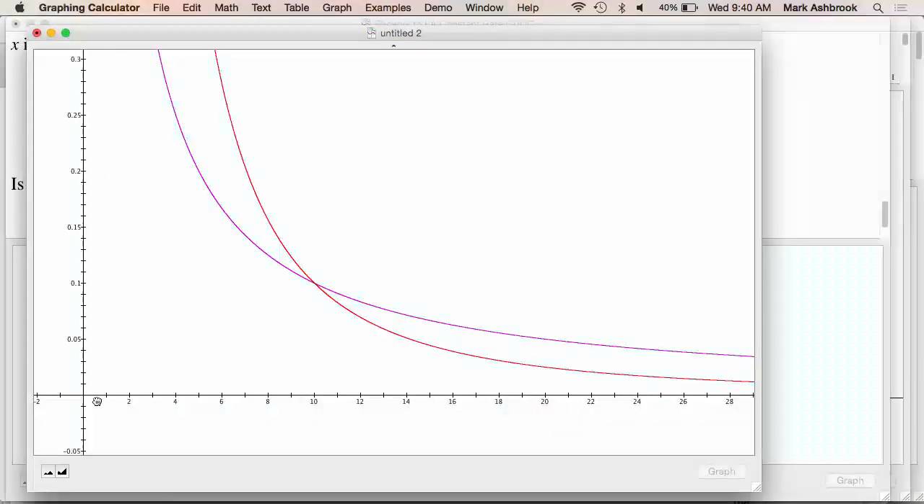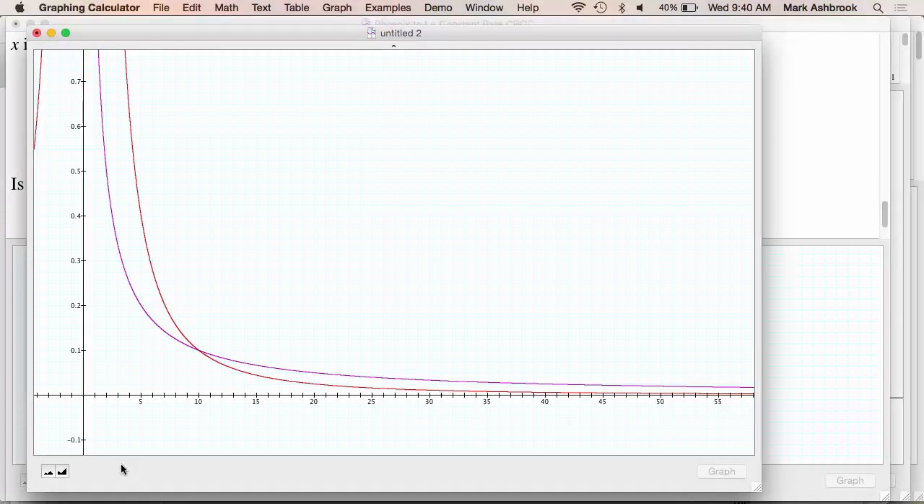Uh-oh. Which one has a greater chance? I didn't show you enough, right? I tricked you, okay? So the red one actually has the better chance of being convergent. And I'll tell you that the red graph is 10 over x squared. And the purple graph is 1 over x. These are rate functions, right?